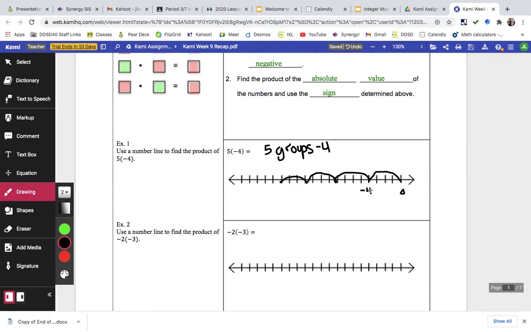This is negative 4, 1, 2, 3, 4. This is negative 8, 1, 2, 3, 4. This is negative 12, 1, 2, 3. Here it is right there. That's negative 16. And we go one more group of negative 4 to get to negative 20. So there are my groups: 1, 2, 3, 4, 5. 5 groups of negative 4 to get to an answer of negative 20.